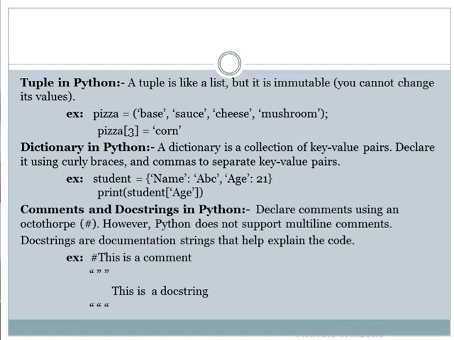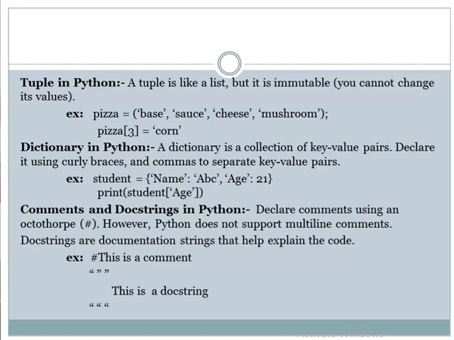Then comes the dictionary in Python. A dictionary is a collection of key value pairs. Declare it using curly braces and commas to separate key value pairs. Also separate values from keys using a colon. Let's take an example of student with the name ABC and age 21. We can print the student age, which is 21.